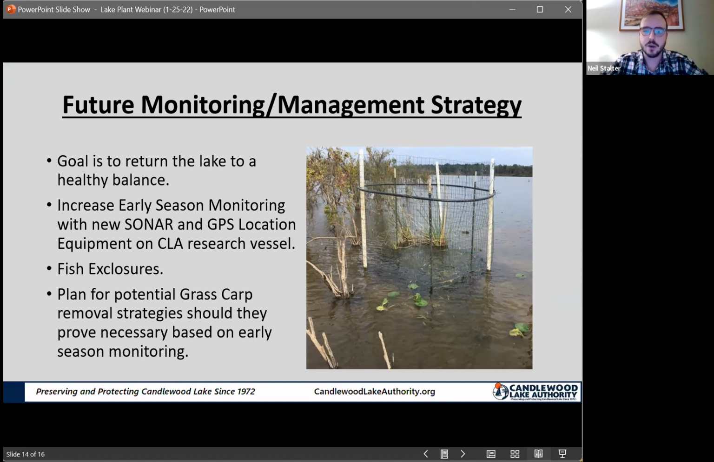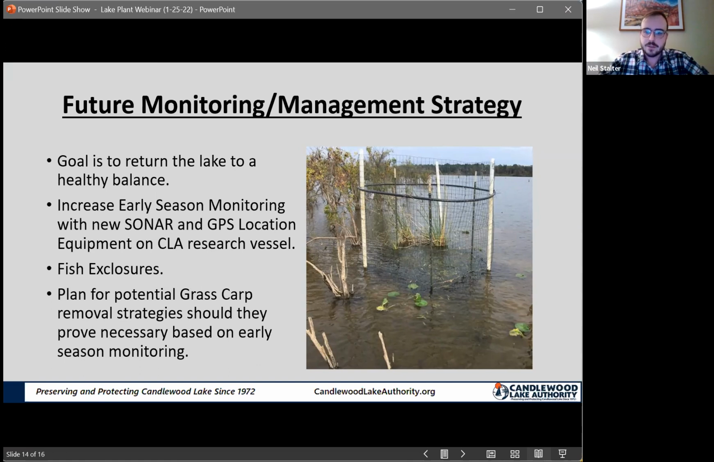And that way, we can see closer the potential impact the carp are having outside the exclosures versus inside, and maybe help give some of those native plants, ideally, an edge to come back.